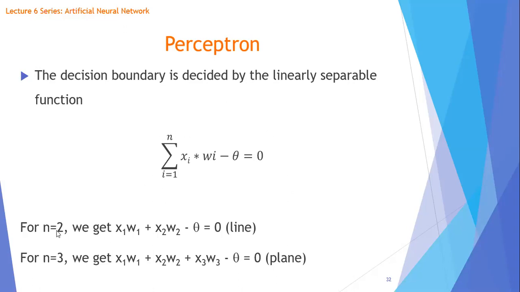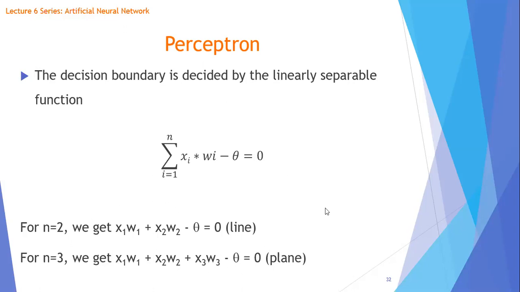In case your n was 2, meaning you have x1, x2, then this is the equation you get, because your capital X will be x1 w1 plus x2 w2 minus theta equal to 0. This is clearly the equation of a straight line. If you imagine x1 to be, let's say, y, and x2 to be x, you get an equation for y equals mx plus c. So this becomes your decision boundary, a straight line. If n was equal to 3, then you get the equation x1 w1 plus x2 w2 plus x3 w3 minus theta equals 0. This is the equation of a plane now.